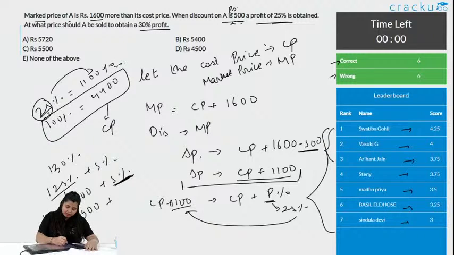We know 25% is this; 25 divided by 5 will give you 5%. Again, 1100 divided by 5 will give you 220. Just add 220 here and you will get 5720 as your answer. Option A is the correct answer.